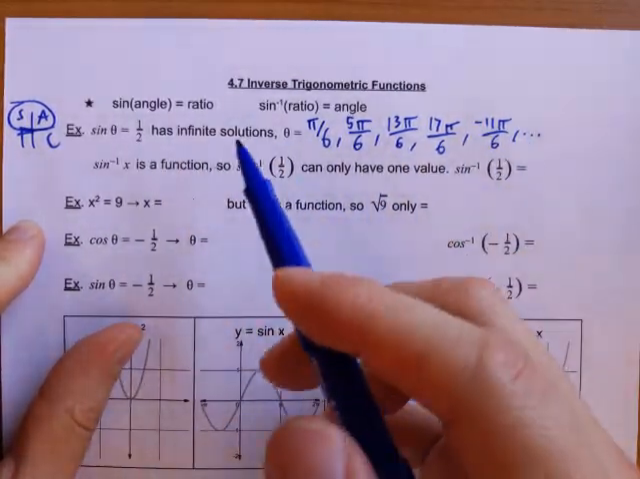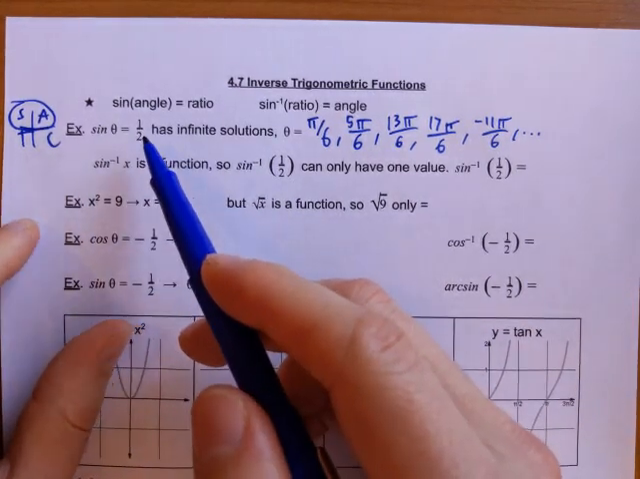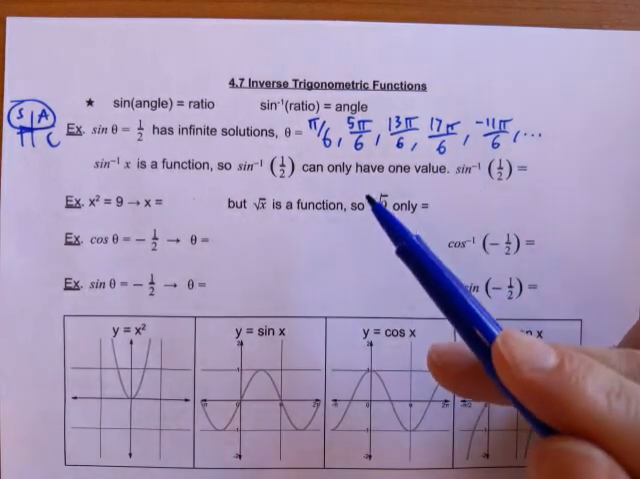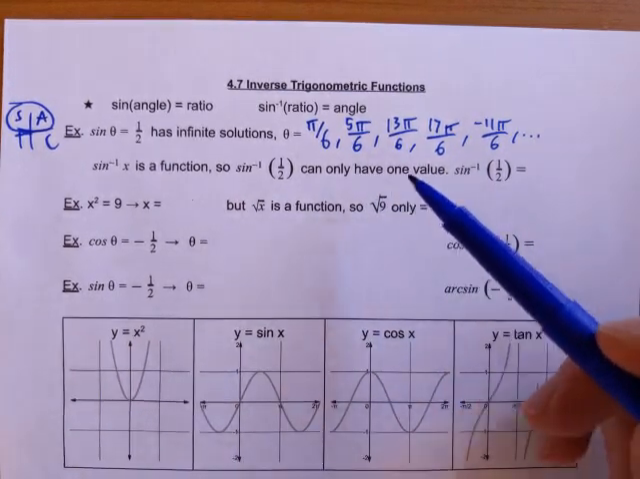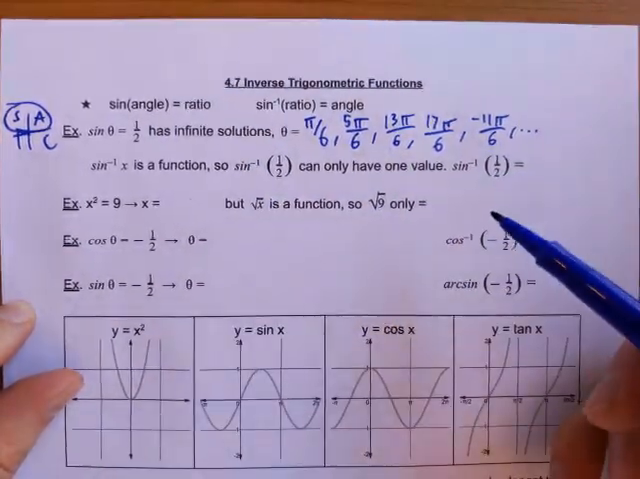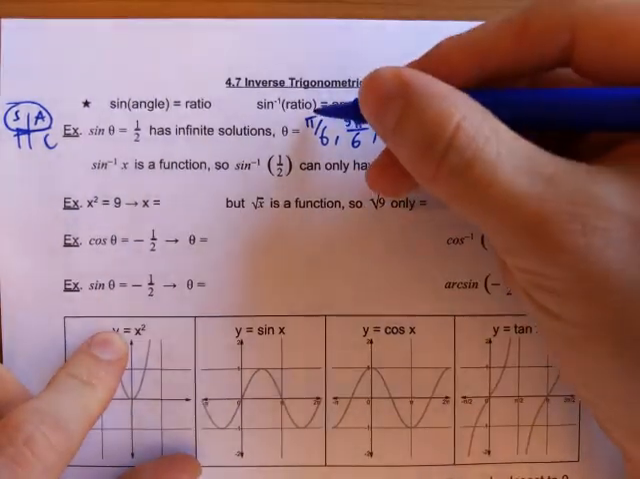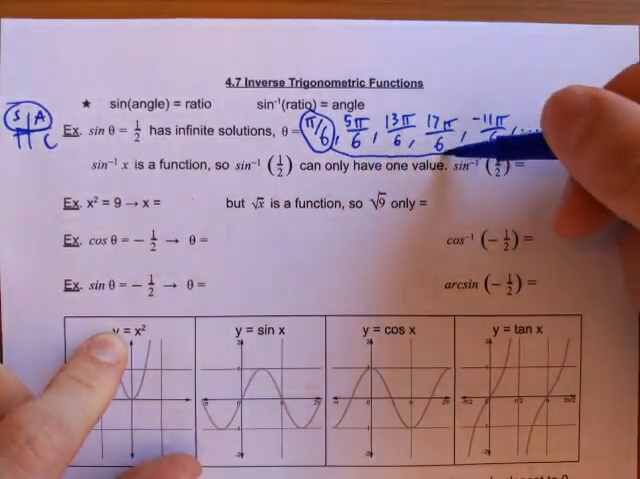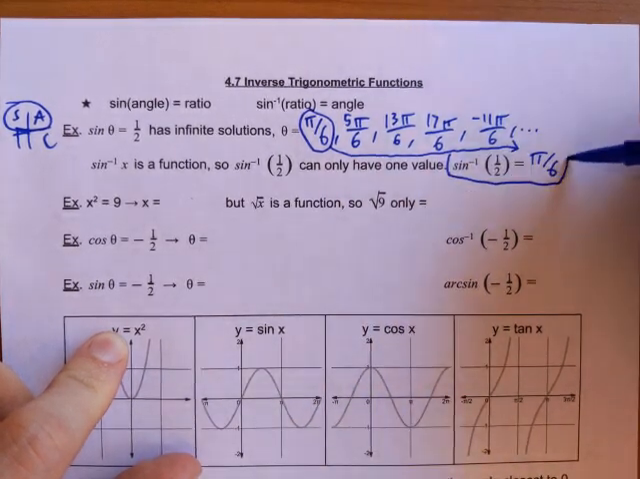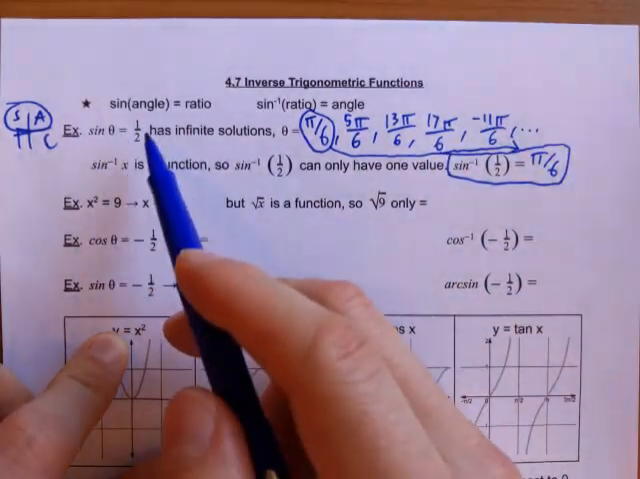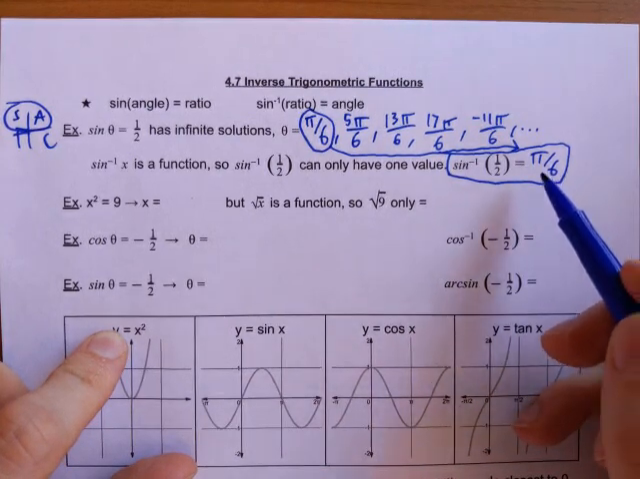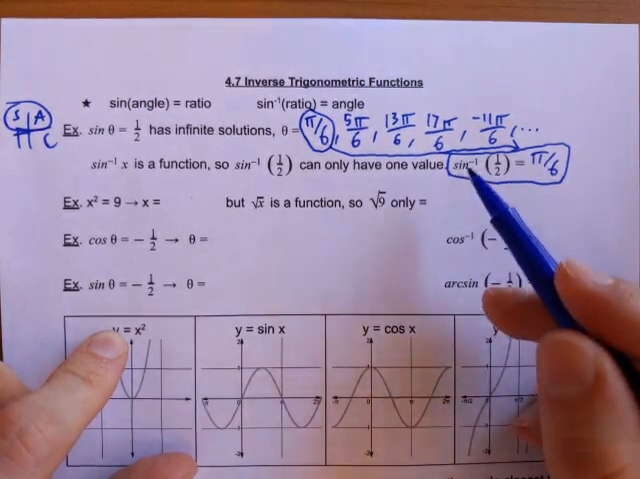So out of all those infinite number of angles that have a sine of a half, the inverse sine of a half has to just pick one of those values. Inverse sine is a function, and a function is only allowed to have one output for each input. Well, out of this whole list, it's probably pretty obvious which one we would pick. We would just pick pi over 6. The inverse sine of a half, we're going to pick the pi over 6. And so even though there's an infinite number of angles that solve this equation, inverse sine of a half is always only pi over 6. That's the only possible angle for the inverse function.